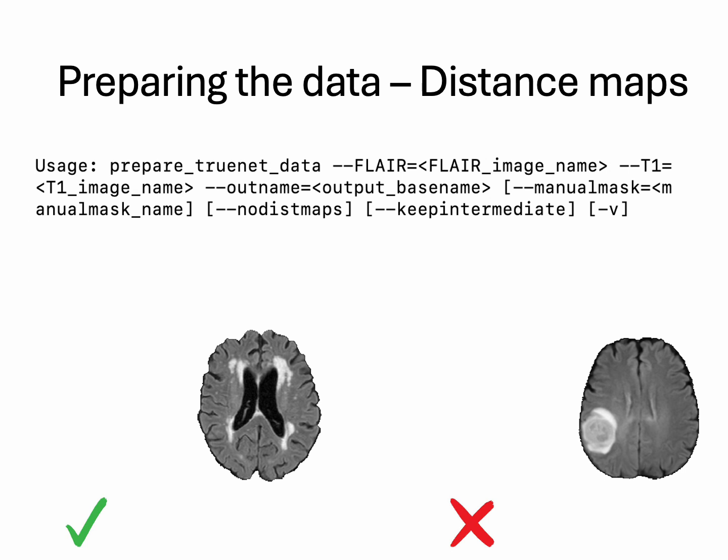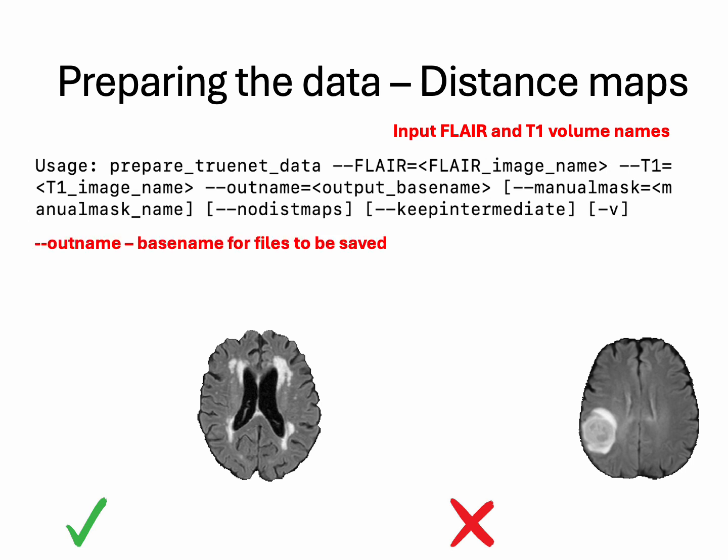Here the additional pre-processing step we do is to get the distance maps. This is the command we use, prepare TrUE-Net data. If you have the FLAIR volume, you give the FLAIR name, the T1 volume, the T1 image base name, and then you need to provide the out name, which is the output base name. For example, if you want to save everything as subject 1, you just provide subject 1 as the name, and FLAIR T1 will be appended to it.